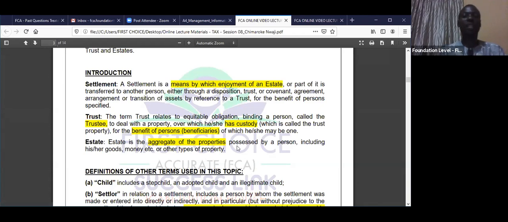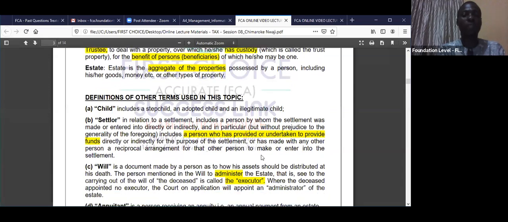So we see that a settlement is a means where an estate is being given in custody to a trustee in trust, so that this trust could be carried out in the terms stated by the person creating the trust. So all of these are legal jargon, so you may need to understand them.